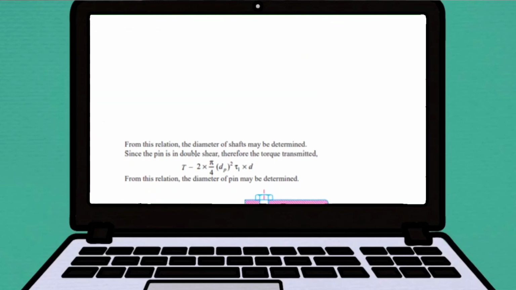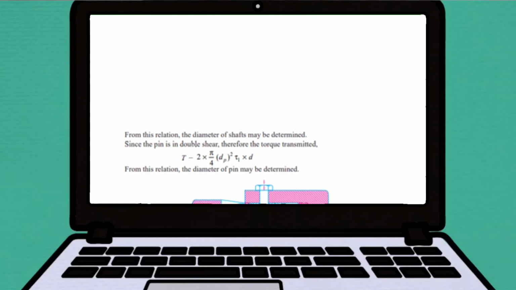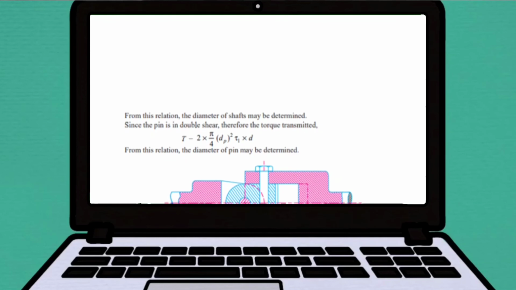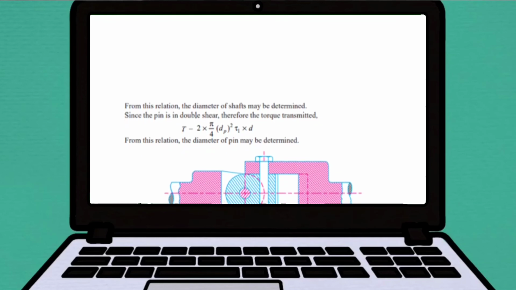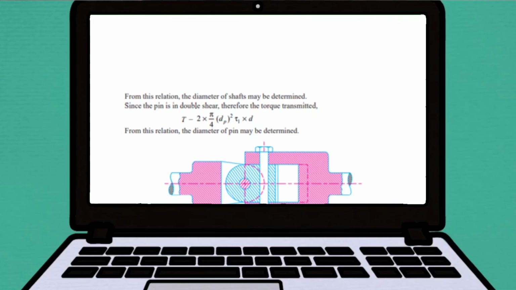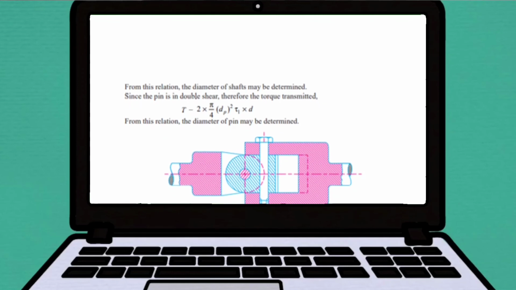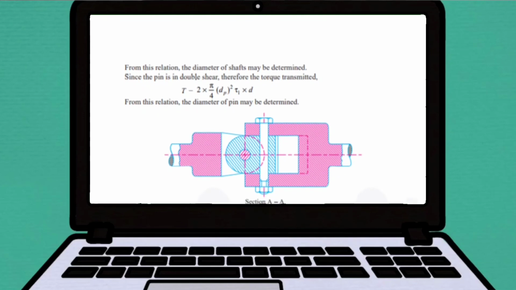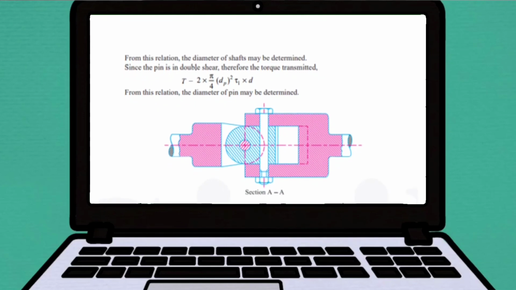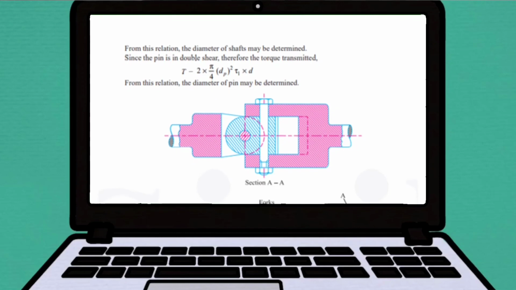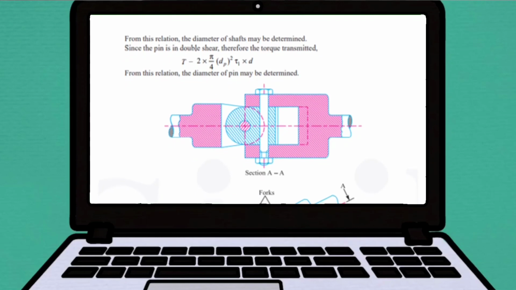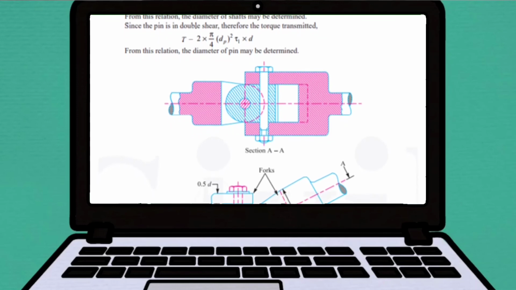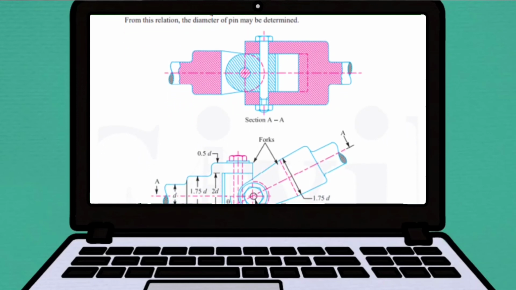Mathematically speaking, the torque transmitted by the shaft would become T is equal to pi over 16 times tau times diameter cube. From this relation, the diameter of shafts may be determined. Since the pin is in double shear, therefore the torque transmitted would become T is equal to 2 times pi over 4 times diameter of pin squared times tau sub 1 times D.